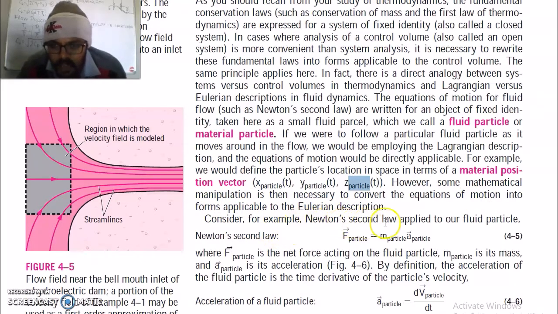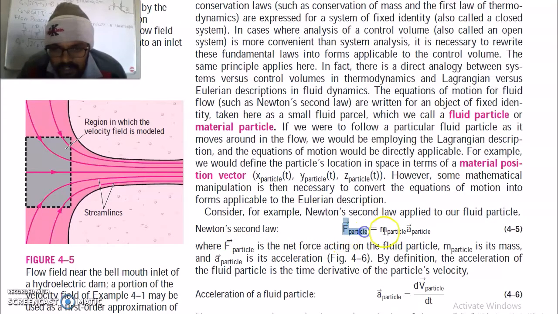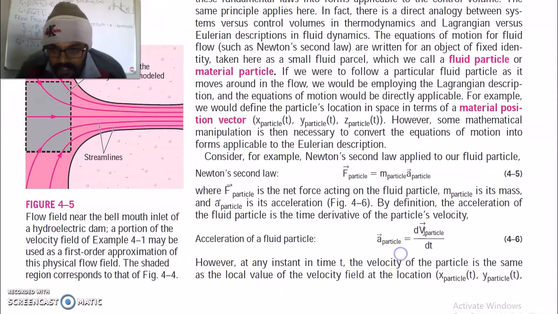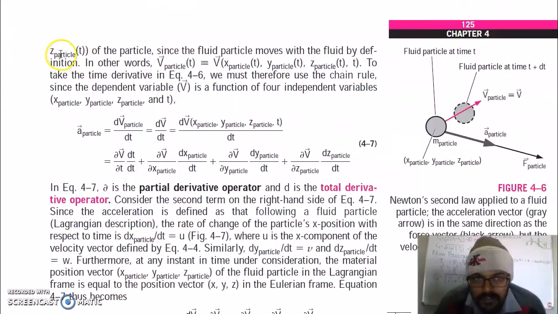Consider, for example, Newton's second law applied to our fluid particle. Newton's second law says force on particle is equal to mass of particle times acceleration of particle. Now acceleration of particle is equal to the derivative of velocity of particle with respect to time. So we had considered, suppose, this region in which the velocity field is modeled. Now what is the velocity of the particle? That we know. At any instant in time, the velocity of the particle is the same as the local value of the velocity field at the location, meaning x particle, y particle, z particle.